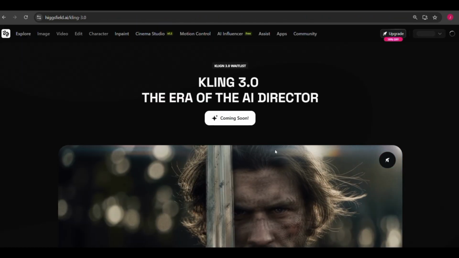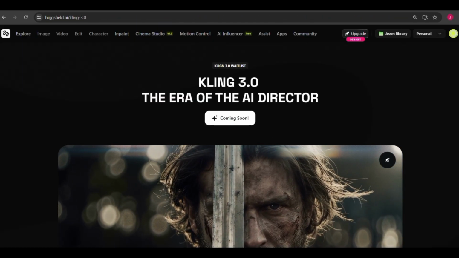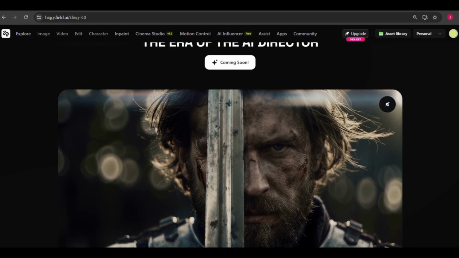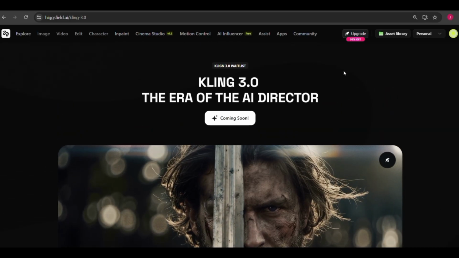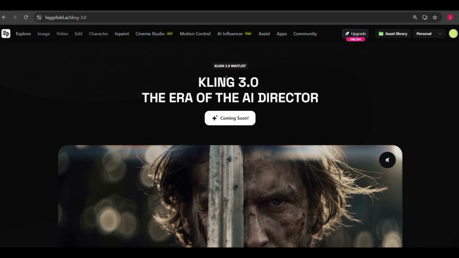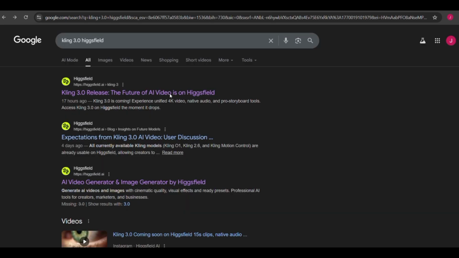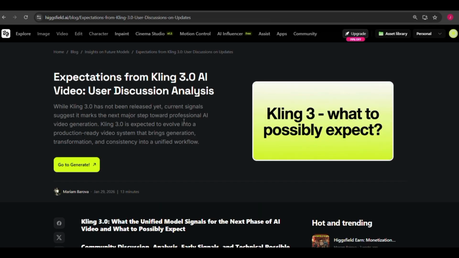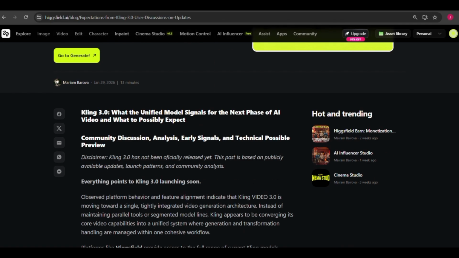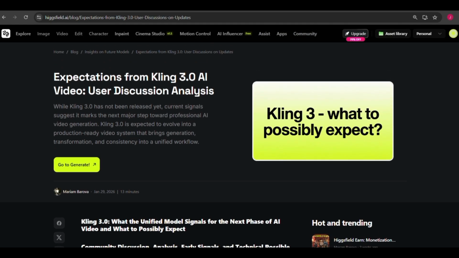Another major theme is longer clip length. Kling 2.6 currently supports AI video generation up to around 10 seconds, which is fine for short demos, but limiting for real storytelling. Community discussions strongly suggest Kling 3.0 could extend clip length to roughly 15 seconds, while maintaining character and environment stability. That might not sound huge on paper, but in AI video, stable extra seconds make a massive difference.